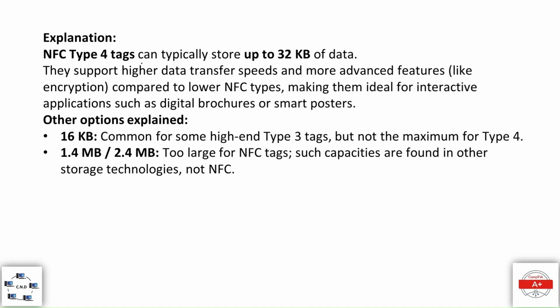The NFC type 4 tags can typically store up to 32 KB of data. They support higher data transfer speed and more advanced features like encryption compared to lower NFC types, making them ideal for interactive applications such as digital brochures or smart posters. Other options: 16 KB is common for high-end type 3 tags, but not the maximum for type 4. And 1.4 MB and 2.4 MB are too large for NFC tags. Such capacities are found in other storage technologies, not NFC.